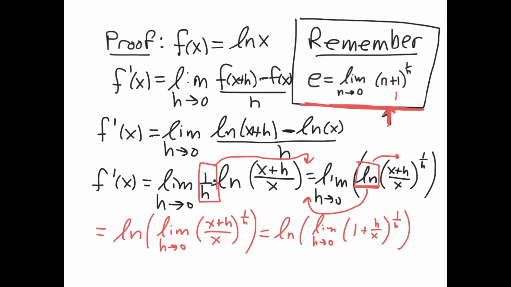Notice here we have a 1 plus something, and it's to the 1 over n as n approaches 0. Down here we have 1 plus something, and it's to the 1 over h instead of the 1 over n. So what we'd like to do now is a substitution. We'd like to change this to what happens with n's instead of h's. So I'm going to choose this object right here, the h over x, to be n. And we're going to need another page to do this, so let's just rewrite this on the next page.